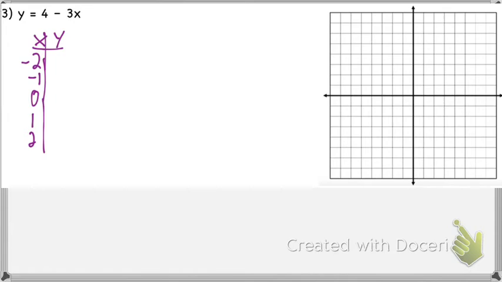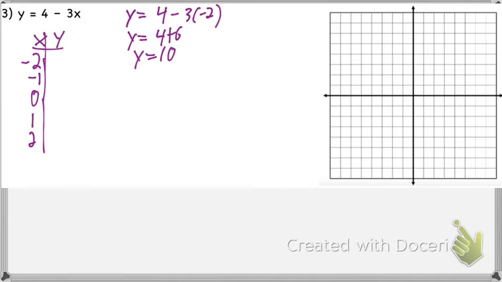Now here, when I plug in negative 2, a lot of times we try to do this in our head, and we kind of mix ourselves up. So writing it out can be really helpful. y equals 4 minus 3 times negative 2. Now we can think of this in one of two ways. We can say, hey, that's really like a negative 3 times negative 2. What's negative 3 times negative 2? Positive 6. We have 4 plus 6 and get 10.